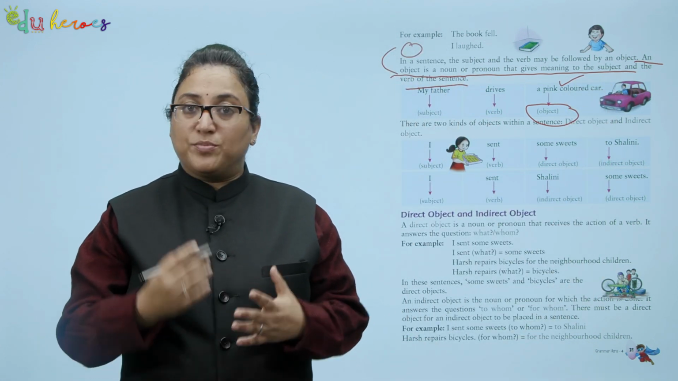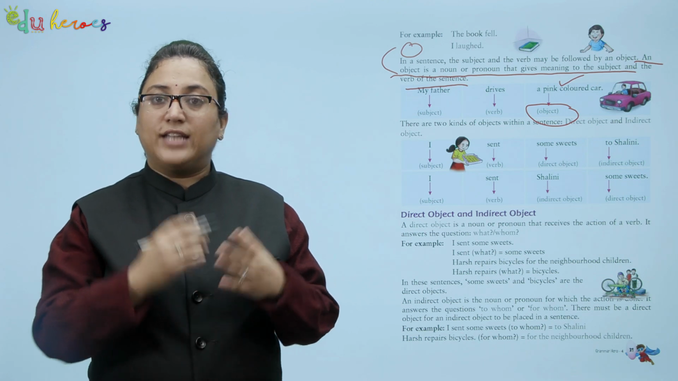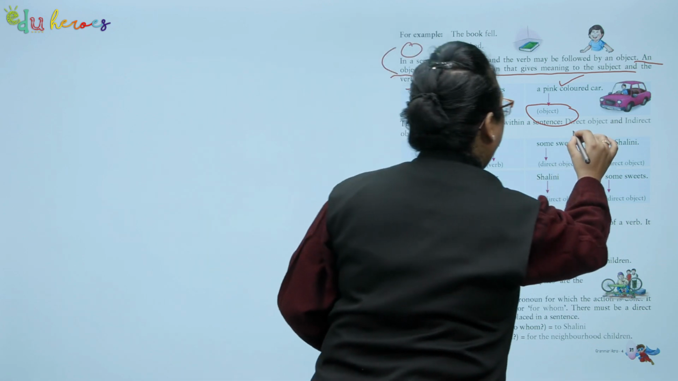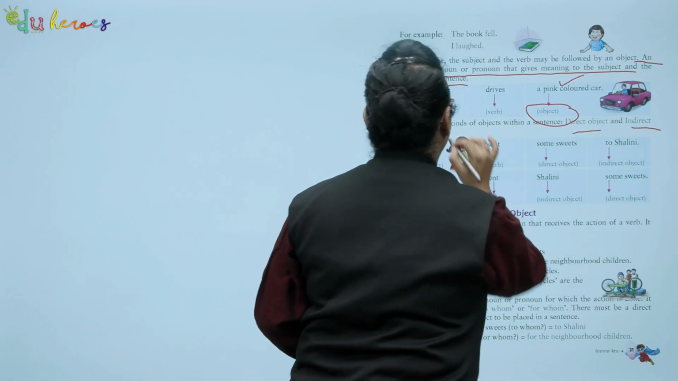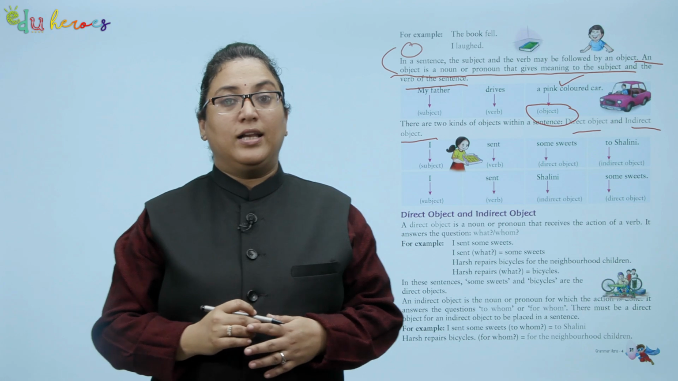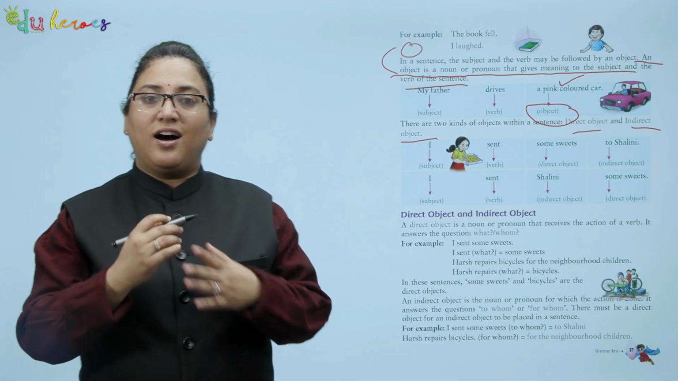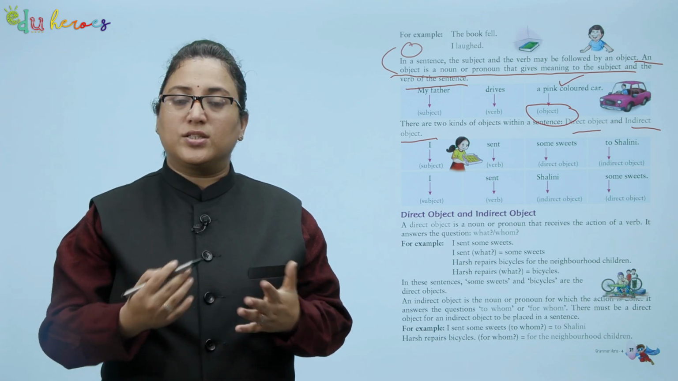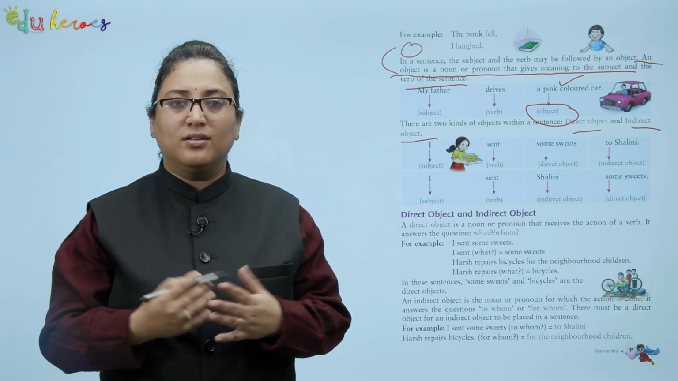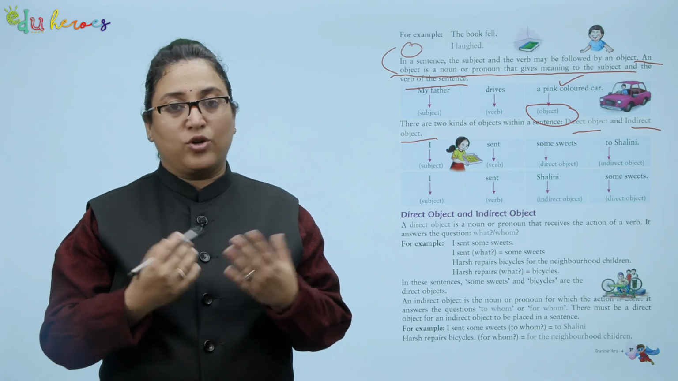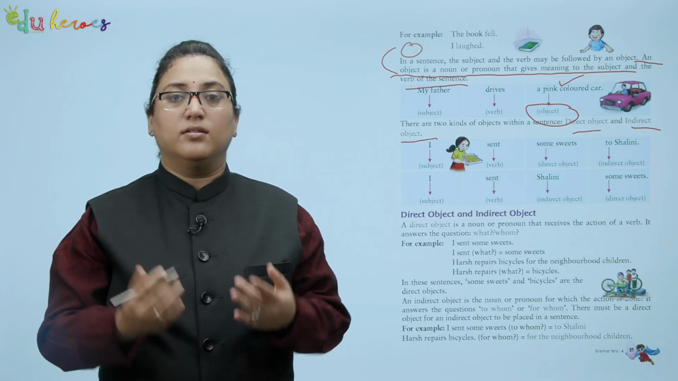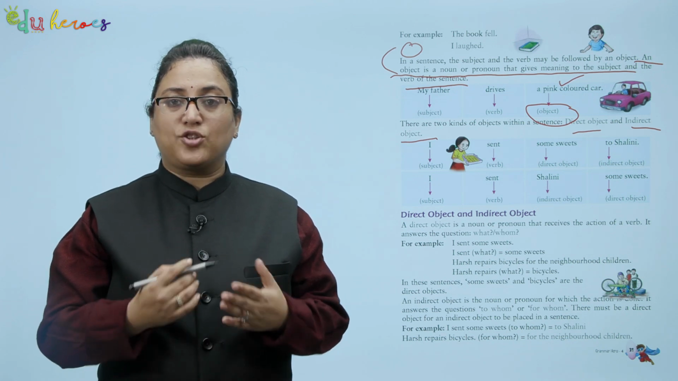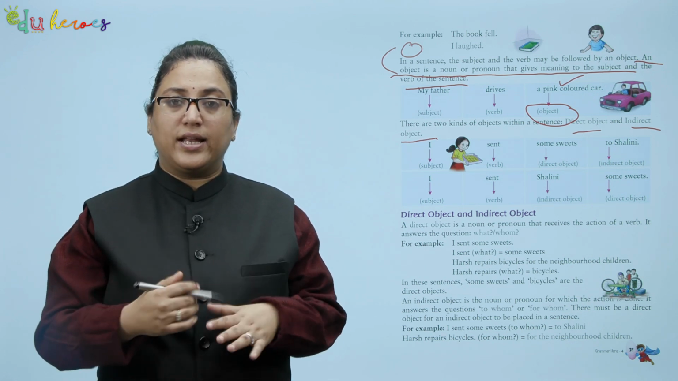There are two kinds of objects within a sentence: direct object and indirect object. So objects are further divided into two types. Let's see these examples. I sent some sweets to Shalini. Who is the doer here? Who is doing all the action? I. So, we call it a subject. Sent, the verb, because it's an action. Some sweets, direct object. It is receiving directly.